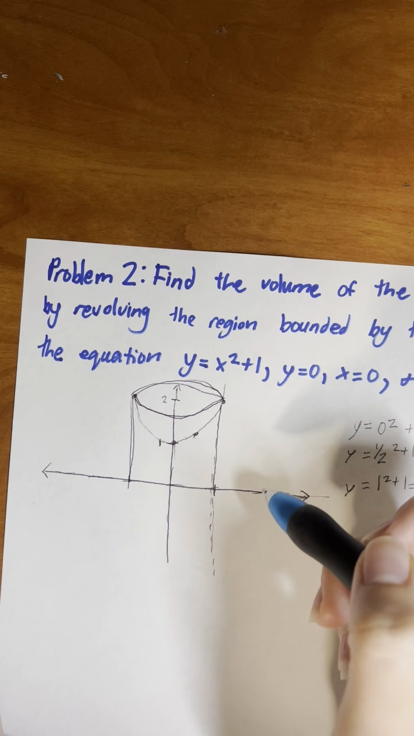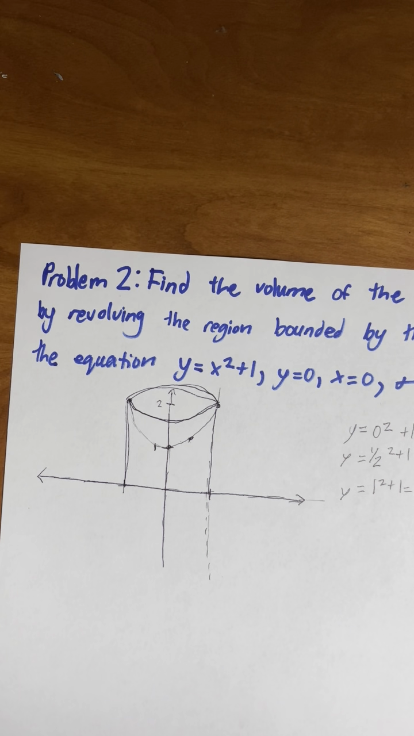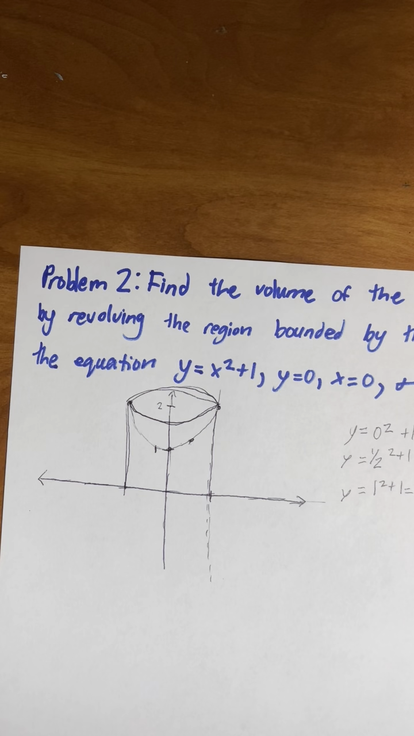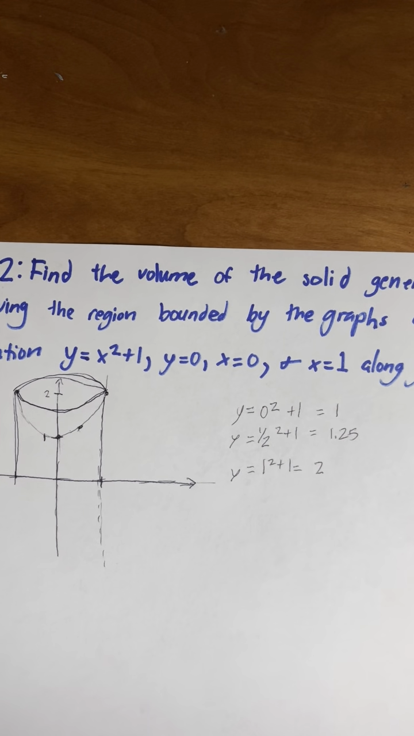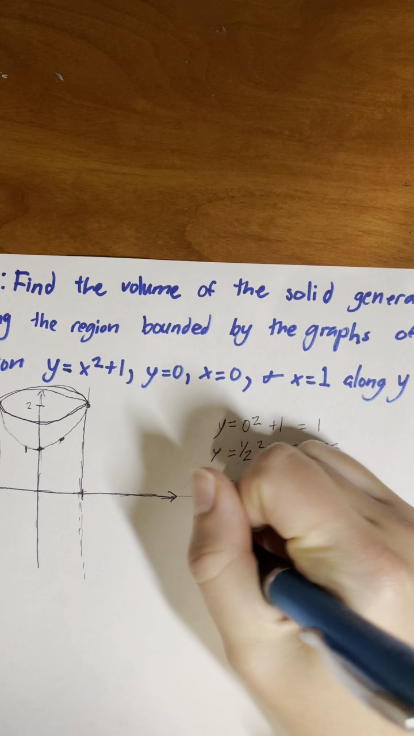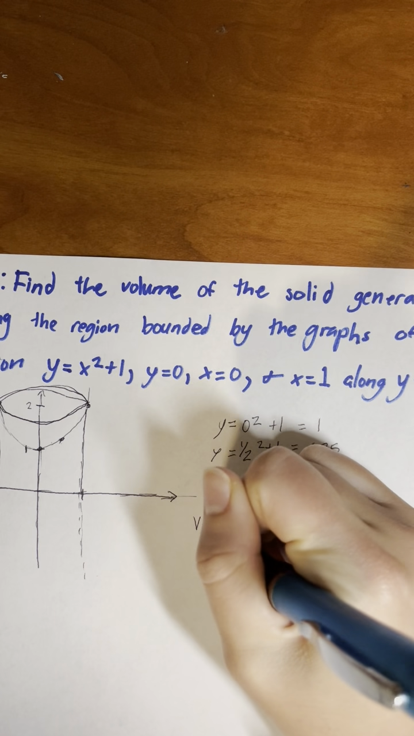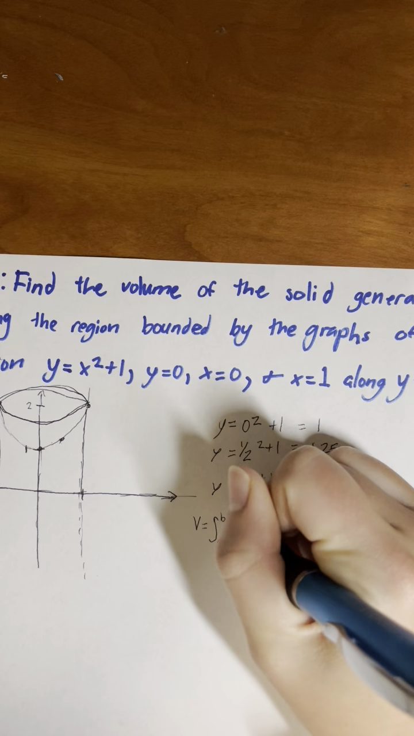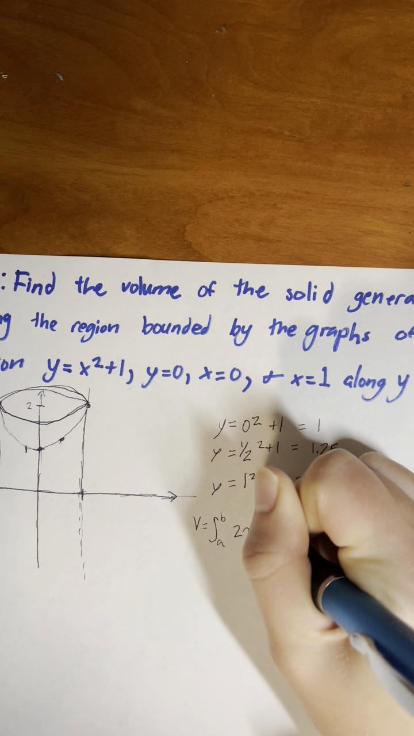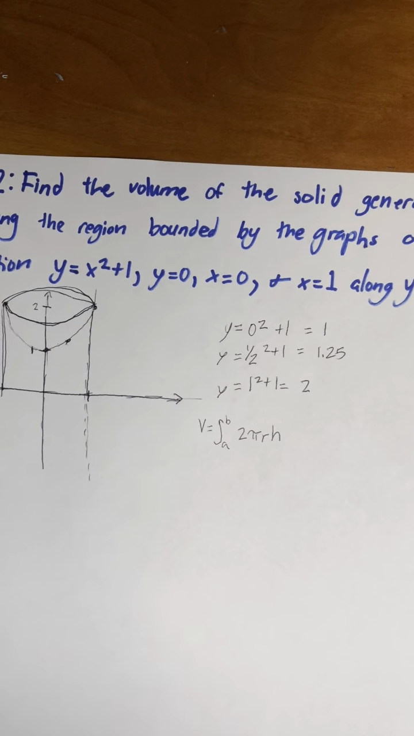So now that we have that graphed out, we're going to figure out what we're going to use for the formula. Because it looks like a cylinder, we're going to use the shell method, which is one of the best ways. So I'm going to use the shell method, which is V equals the integral from a to b of 2 pi r h.